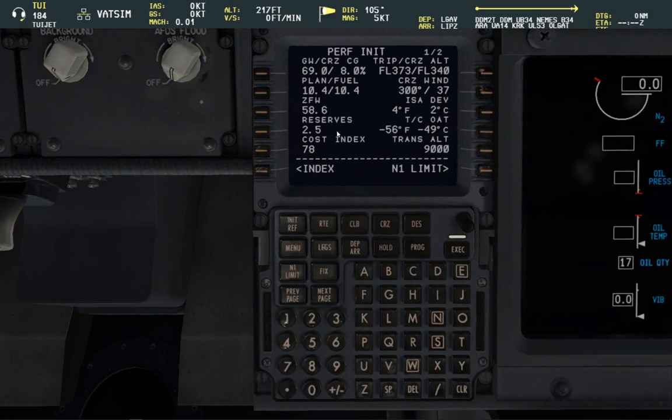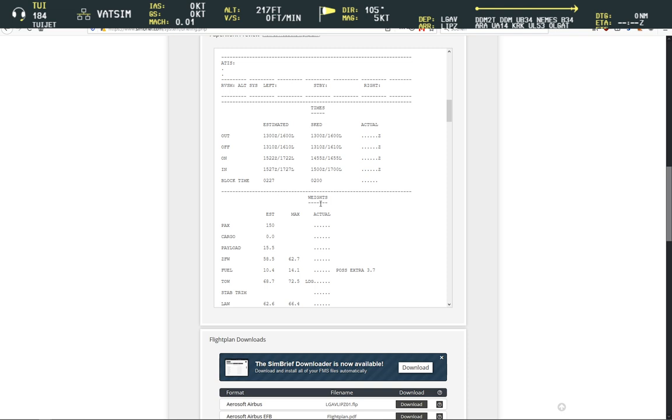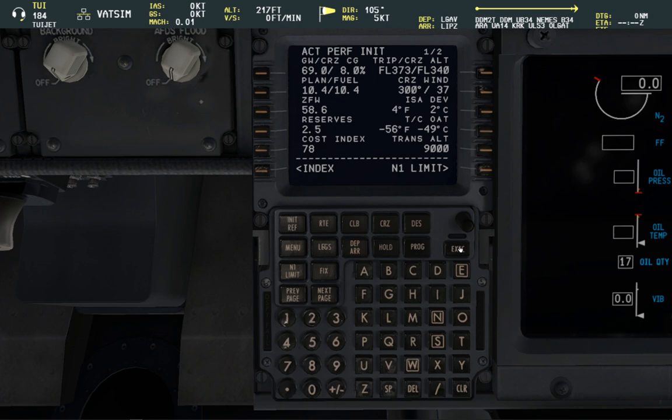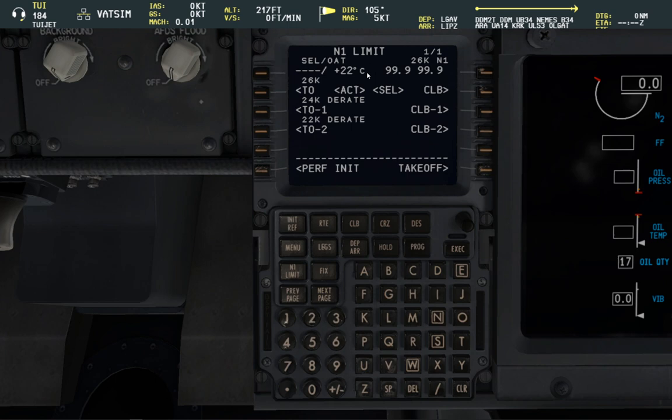So, let's continue with the FMS. So, 69 tons ramp mass, let's have a look. Here we have takeoff weight 68.7 and we have 69, so that matches, that's good. Then we can execute N1 limit. So there is the N1 limit here. Let's go ahead with derating. It went down to 95.4. We do TO1 and climb 1.